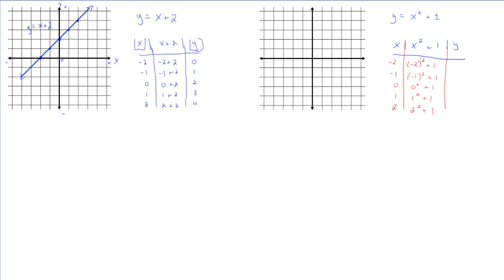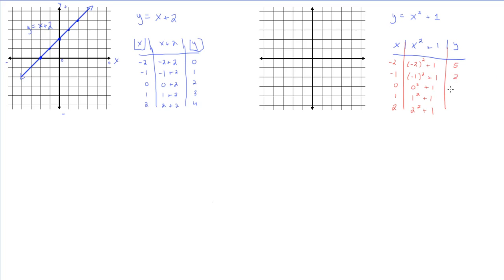Okay. -2 squared, right? We take 2 times 2, and since it's two negatives, -2 squared just gives us 4, plus 1 is going to give us 5. Because you have -2 times itself, so 2 times 2 gives you 4, and a negative and negative gives you a positive. -1 squared just gives you 1.